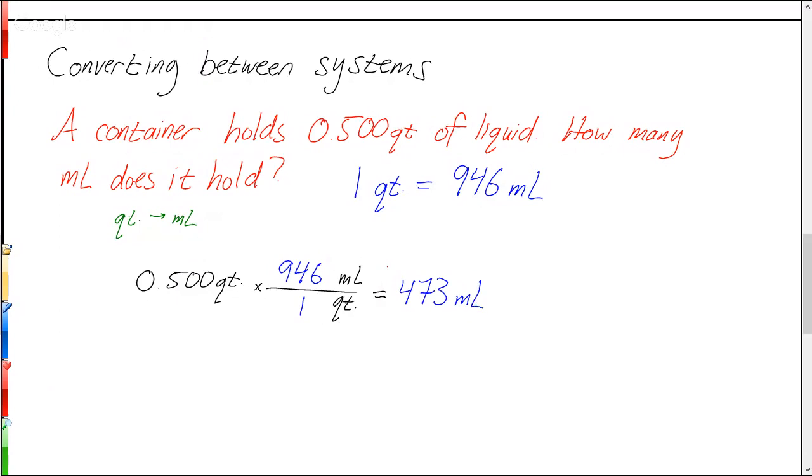Okay, let's try another one. Should I close my book? Right, just because that number happened to be nice and happened to be 0.5.